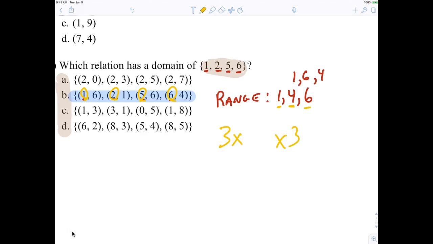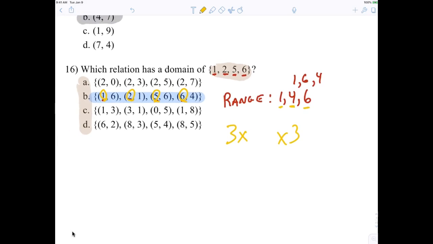Yes, ma'am. So as an answer option, A, B, C, or D, it doesn't matter what order they're in as long as they have the right numbers. That's correct. And also, it doesn't have to be in numerical order. Yeah, that's exactly correct.